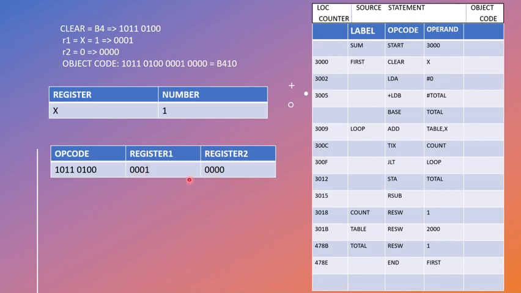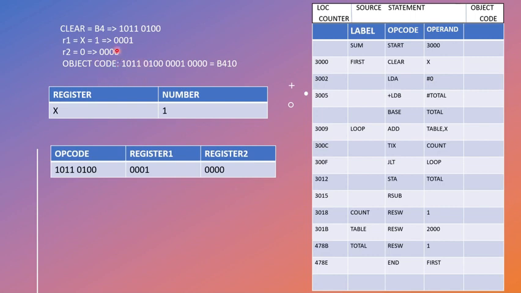And is there another register? No, we don't have another register next to X, so register 2 becomes 0. So R1 is X, that equals 1, R2 is 0, so it becomes 0000. Now as you see, we just convert this into the object code, which would become 1011 0100 0001 0000.